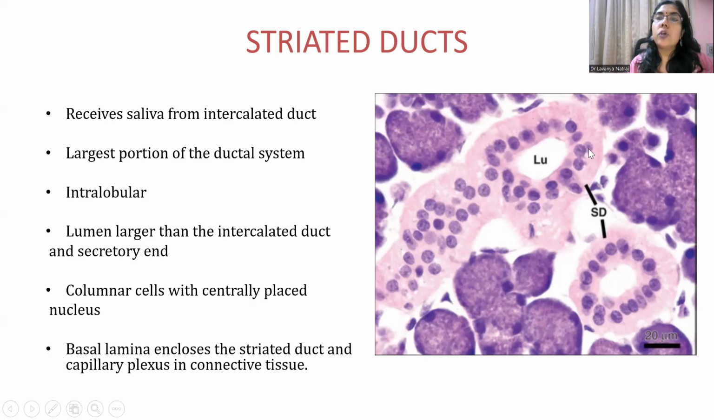As you can see in this picture, the lighter pink colored are your striated duct. Okay, and you have a wider lumen, and those are the acinar part. The deeper hematoxylophilic part is the acinar part, and the lighter pink or eosinophilic structures are your striated duct, and they have a very large lumen. They are columnar cells with centrally placed nucleus. They also have a basal lamina that encloses the striated duct and the capillary plexus in the connective tissue. So they are also close to the connective tissue.